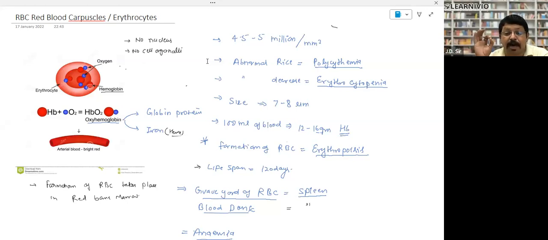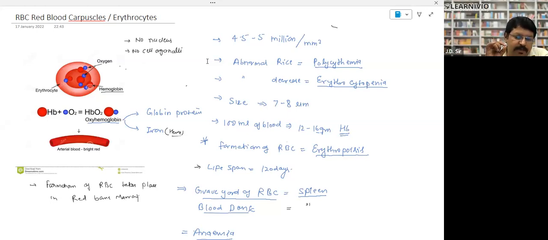Every cell performs aerobic respiration in our body. RBC does not. Why? Because if they performed aerobic respiration, then what would happen? They would consume all the oxygen themselves. What would they give to others? Right? So that's why RBC performs anaerobic respiration.